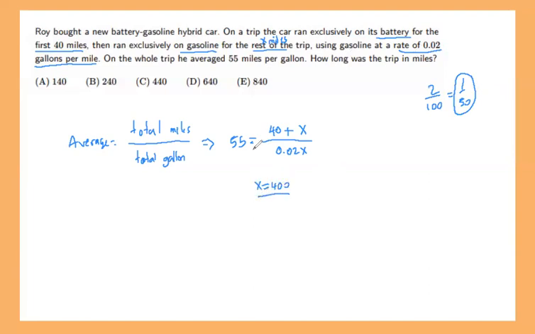But be careful. 400 is not one of the choices, right? And that is good because sometimes they give that as one of the choices. In this case, it's not given. But X was the second part of the trip, the part that used gasoline, which is 400 miles. And the question was asking how long was the trip in miles. So we know the first part was 40 miles on battery, and then there are 400 miles on gasoline, which adds up to 440, and that's the answer. I hope that makes sense, and that was my last question for today. Okay, so I'll see you next time.